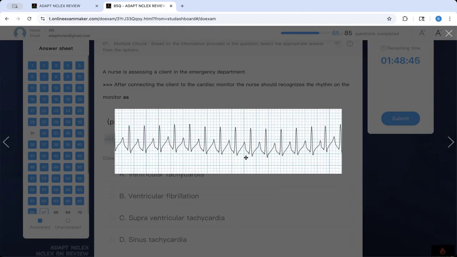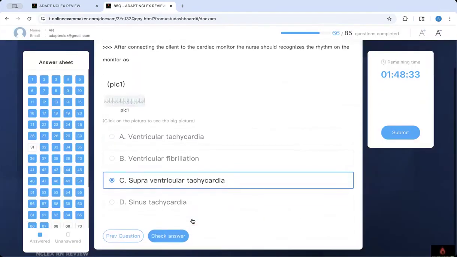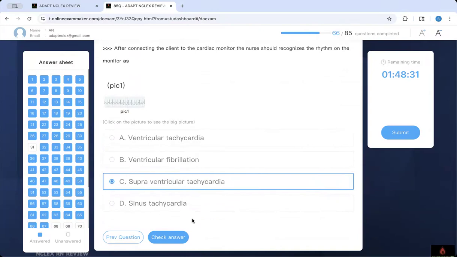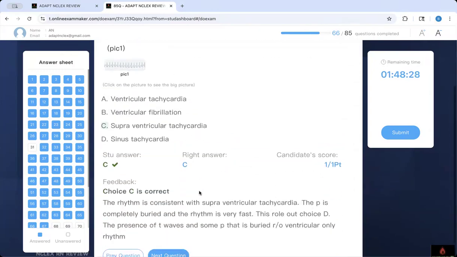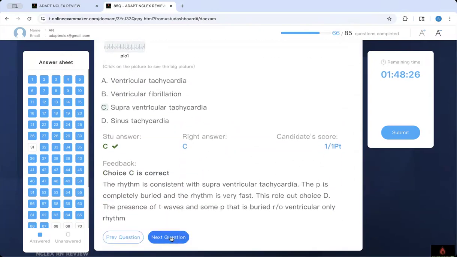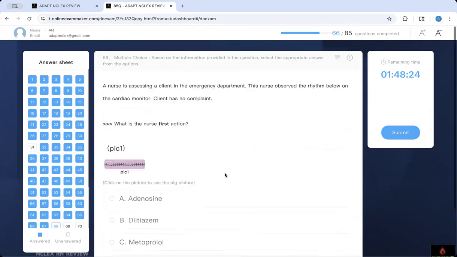It can be sinus tachycardia because they're completely buried. It can't be VFib because I see an atrial rhythm. It can't be VTAC because I see an atrial rhythm. It can't be bradycardia because it's too fast. Therefore, what are you left with? Supraventricular tachycardia. This is the way we read EKG. And this is the explanation for that.